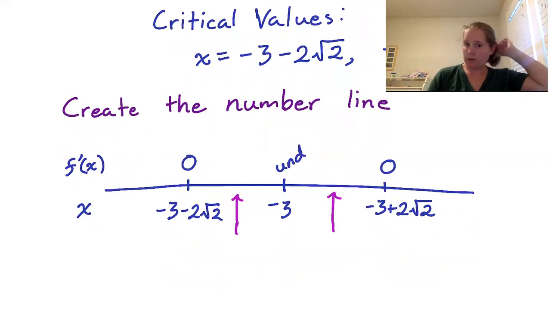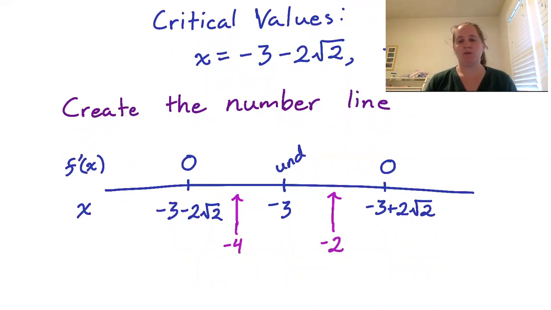So for test points, I might pick -4 and -2 just to be safe. So 2 times square root of 2 should be somewhere close to 3. We could go farther away, but just to be safe to make sure that we're not going too far away. And then on the outsides, I might want to actually check the value of -3 minus 2 root 2 and -3 plus 2 root 2.